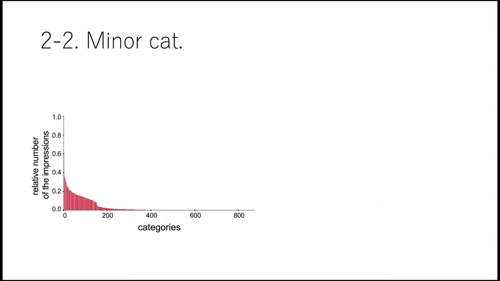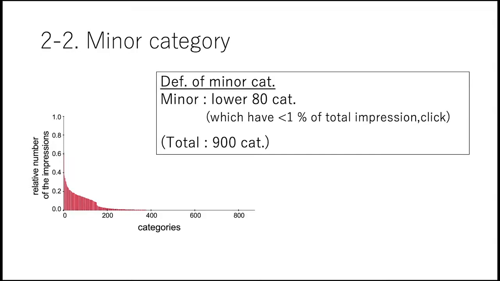This graph shows the diversity of categories. There are 900 categories, and in this graph, the vertical axis is the relative number of impressions, and the horizontal axis is the categories sorted by the number of impressions. This graph is long tail, and we defined minor categories as lower 80 categories. These minor categories have less than 1% of total clicks.